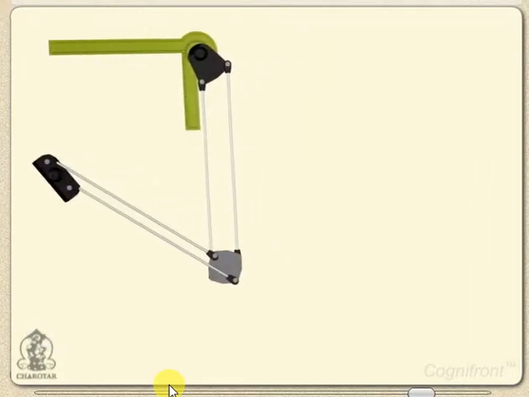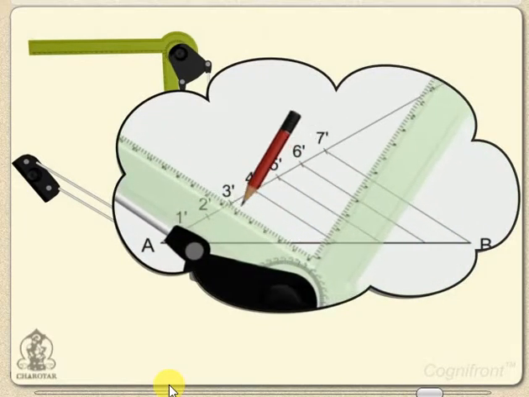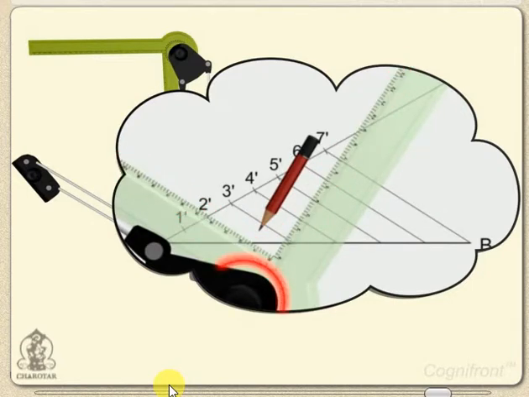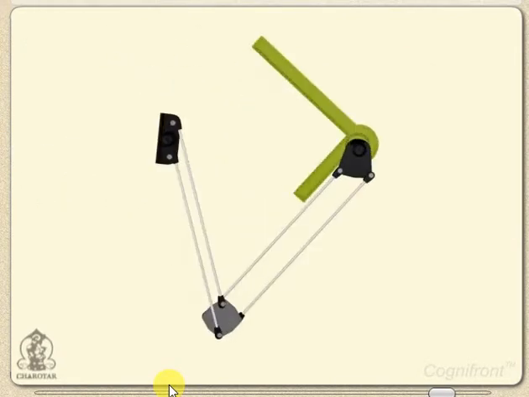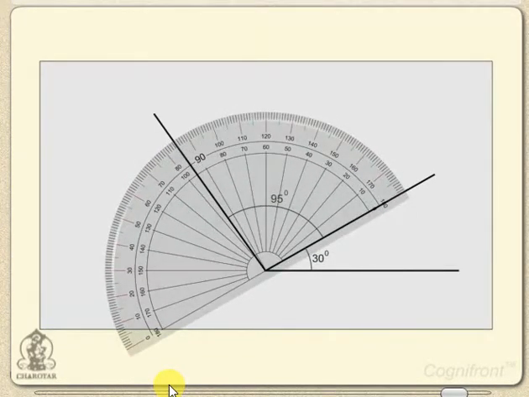The drafter is a very useful tool for drawing parallel lines at any given inclination. It has scale as well as protractor inbuilt. Looks like a robot, isn't it? Protractor is used to measure and lay out angles.